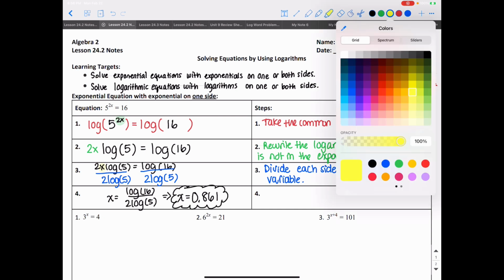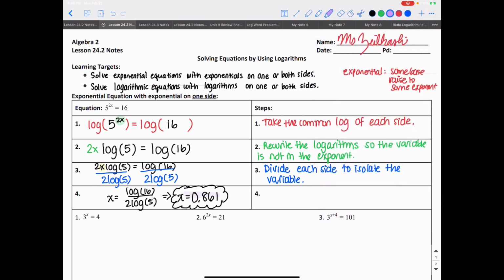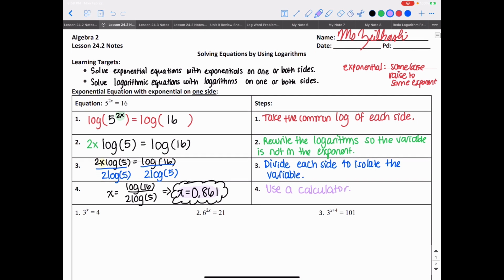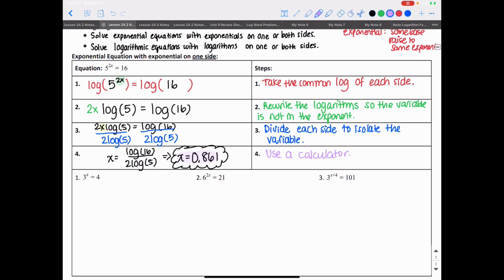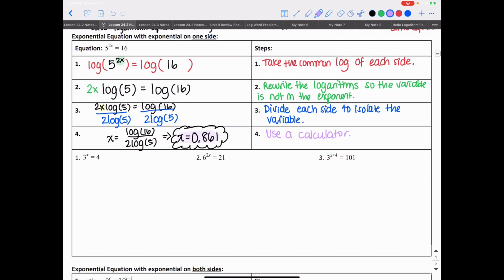The last thing I wanted to do was solve for x, or use a calculator is what I'm going to say. I want to use a calculator. So if you don't have a calculator, you're going to need one. You absolutely need one for this unit. All right, so those are the steps. And all 3 of these problems, 1, 2, 3, have an exponential on one side. So I have a base raised to an exponent on one side of the equation. The other side is a constant number. For the first one here, I'm going to take the log of both sides.